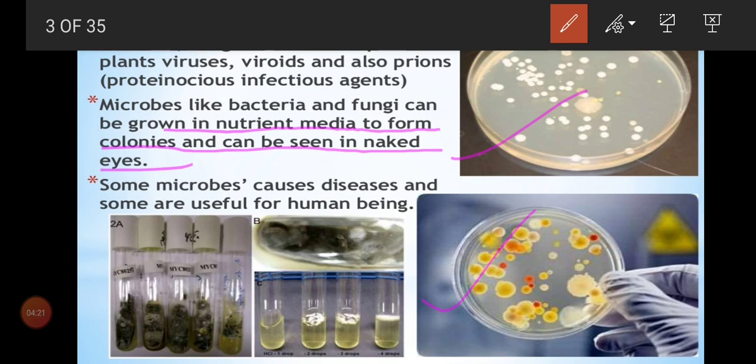So these are what we call colonies. Now look at this, we can see here one colony, here one colony, like that. Colonies of microbes we are able to see through our naked eye. Individual microorganisms we can't see. For that we depend on a microscope. So here we can see colonies of microorganisms. And for the colonies of microorganisms to grow, they need a nutrient medium.